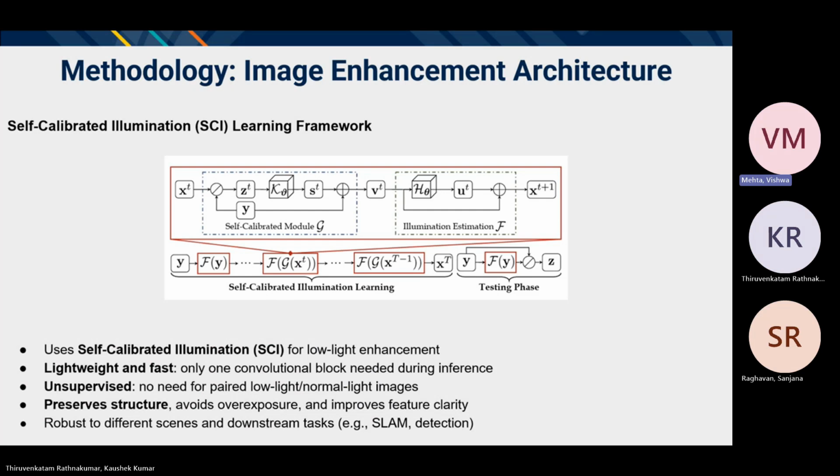To address this, we moved to Learning, which stands for Self-Calibrated Illumination Learning Framework, a lightweight model that uses only one convolution block during processing. The self-calibration is enabled by modeling illumination through a cascade of different layers that share the same pre-trained weights, making it a one-step process. Hence, due to the robustness of this model, we use Learning for the rest of the project. Over to you, Kaushik.